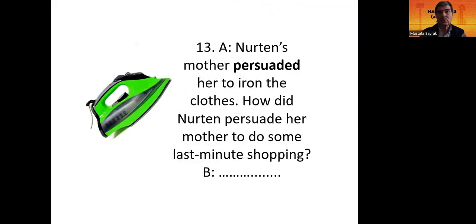Okay. 13, Nurten's mother persuaded him, convinced him to iron the clothes. How did Nurten persuade her mother to do some last-minute shopping? Nurten persuaded her mother to do some last-minute shopping by smiling at her mother.